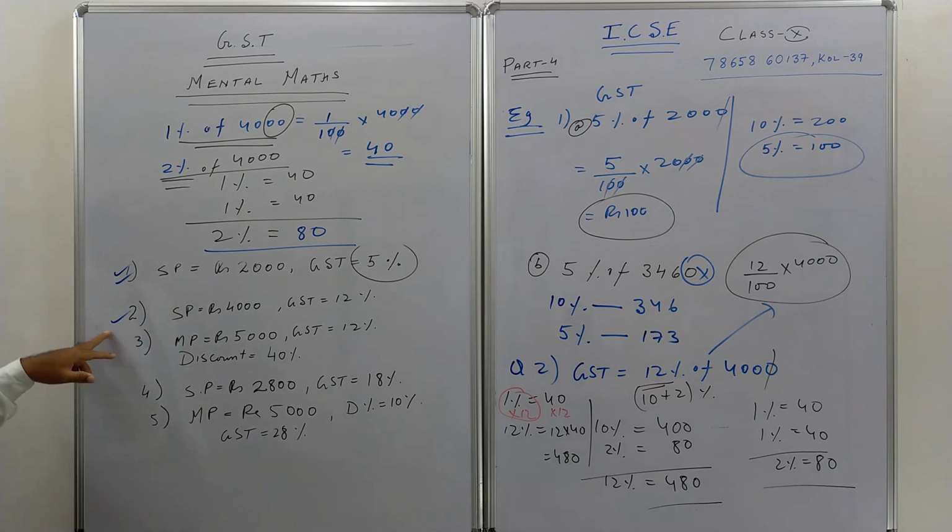So here just simply a copy I've done. The second question, then I'll go to more practical questions where we have mark price. This was the selling price. So we have to first get the selling price because discount is there in questions 3 and 5. So kindly pause the video and copy. Then we'll do 3, 4, 5.